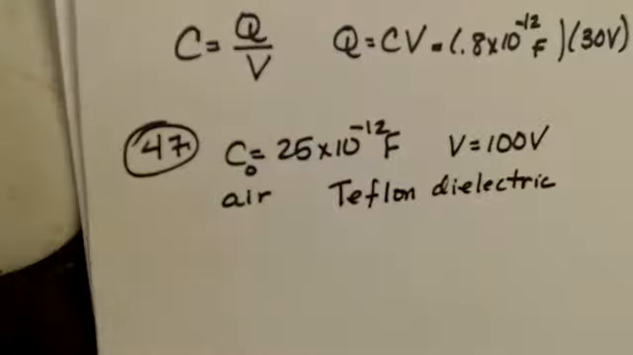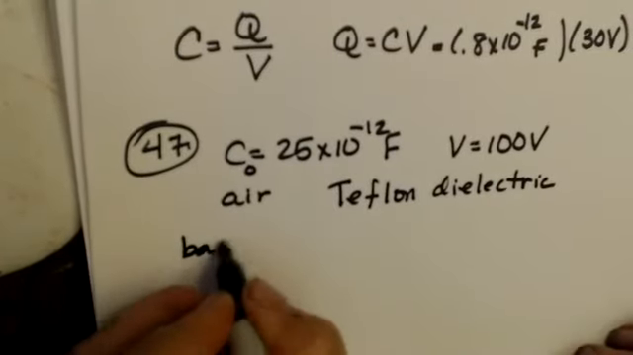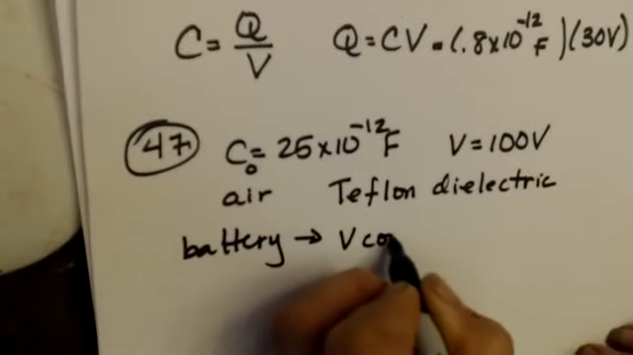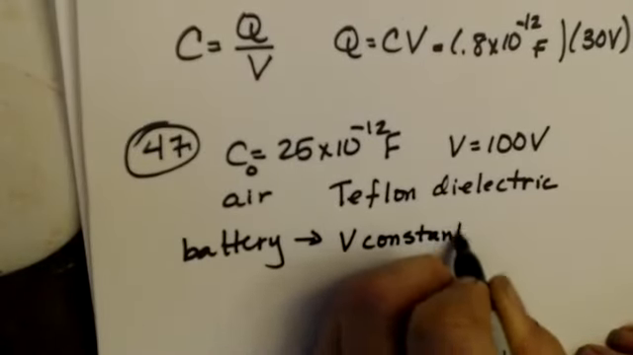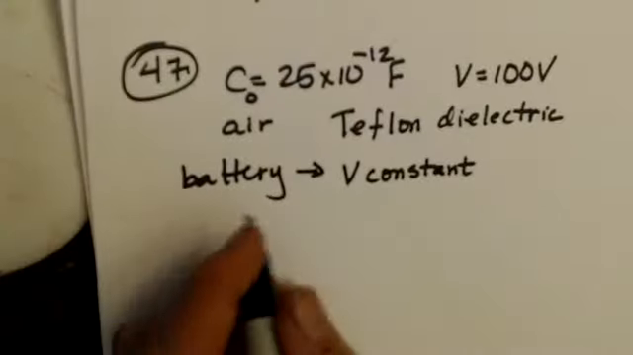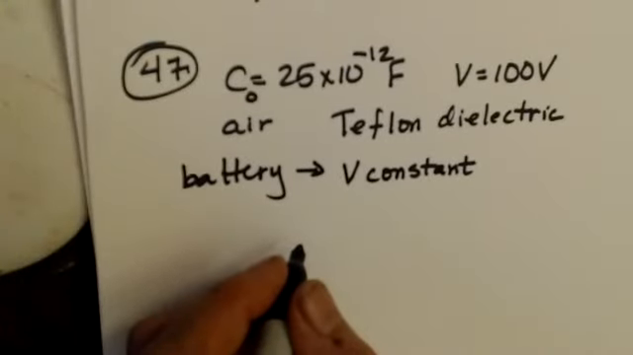Now, it says I'm hooked up to a battery. So that tells me that V is a constant. Okay? If I stay hooked up to a battery, I have whatever voltage I have because that's determined by the battery. If I'm charged and then removed from the battery, what stays charged or what stays constant is charge, like you saw in the notes. Here it says I'm going to stay hooked up to this battery. So V is going to be a constant, all right?